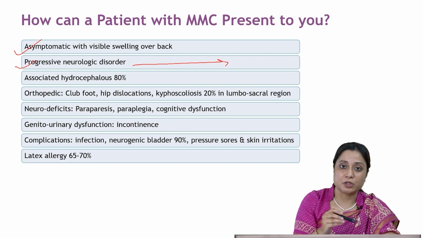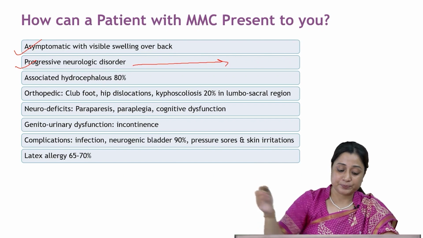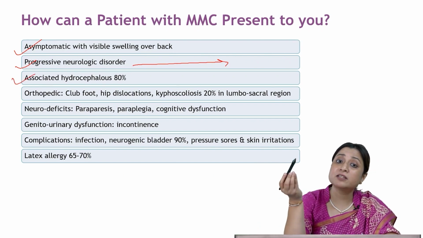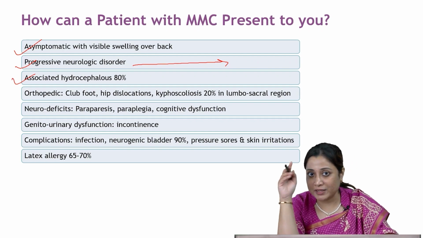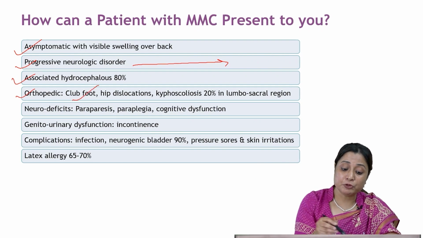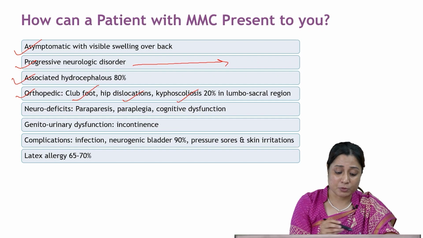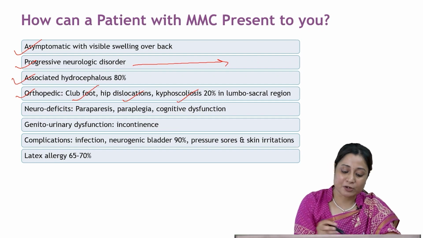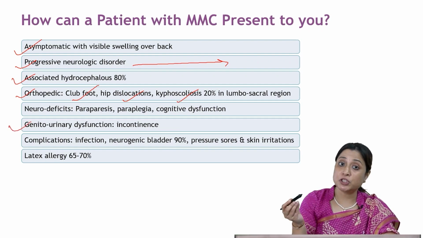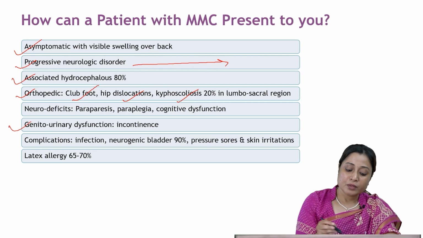Progressive neurological disorder. The child who was initially good can develop progressive paralysis or paresis of the lower limbs, associated with hydrocephalus in 80% of the cases. So there can be a gradual increase in the head size. Orthopedic problems: club foot, hip dislocation, kyphoscoliosis, 20% of times in case of lumbosacral region. Neurodeficits, as I already mentioned: paraparesis, paraplegia, can have associated genitourinary dysfunction, incontinence of bowel and bladder.